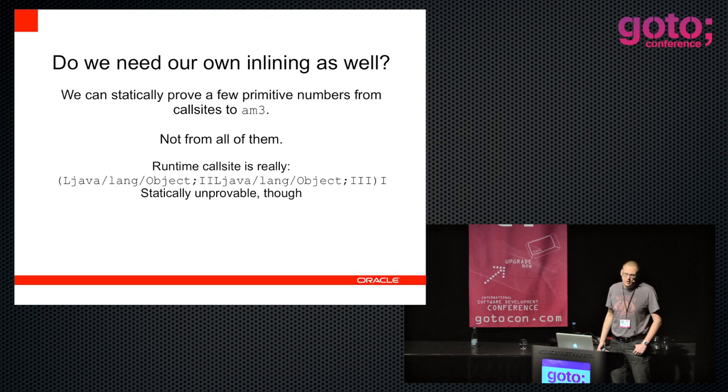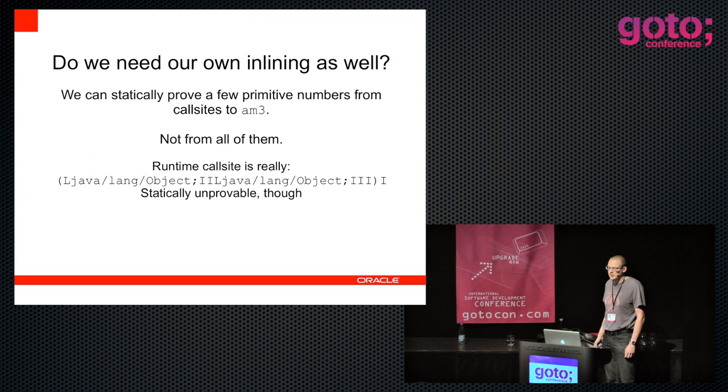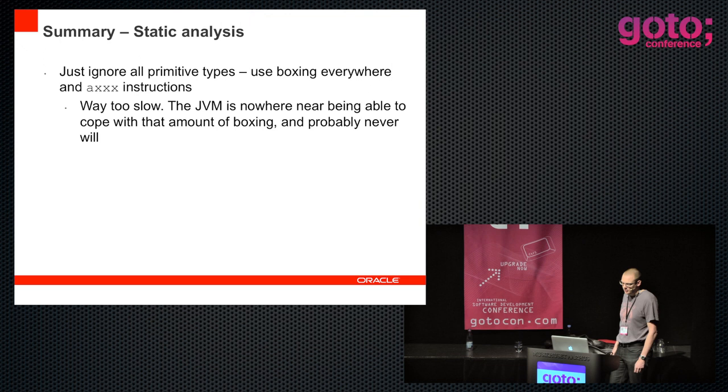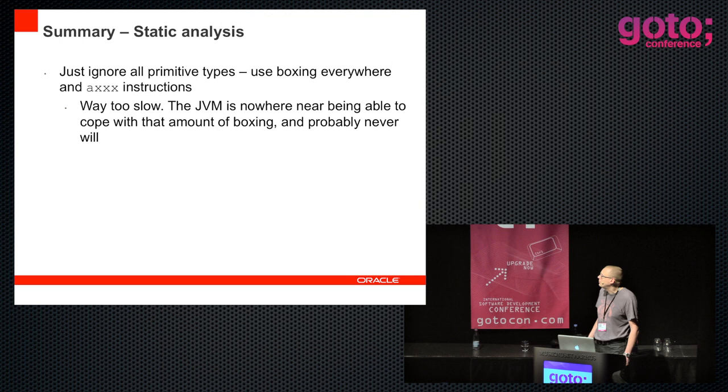So I'm trying to make the point here that conservatively compiling something for JavaScript with conservative type guesses is never going to be enough. We can ignore all primitive types and use boxing everywhere and object instructions and say we're conservative. The JVM is way too slow for that. It was nowhere near being able to cope with that amount of boxing and probably never will.